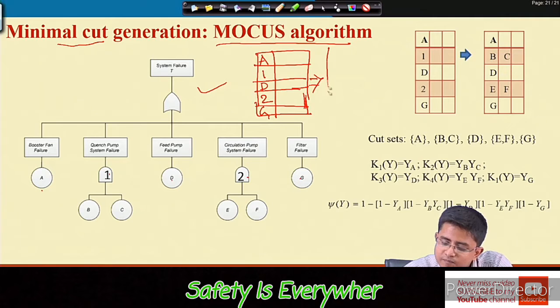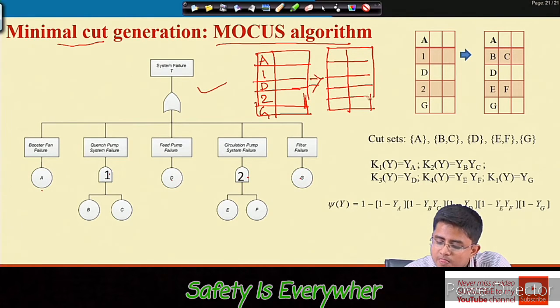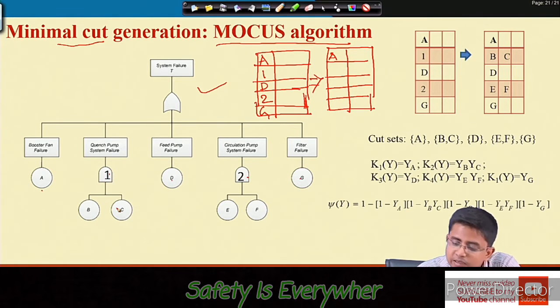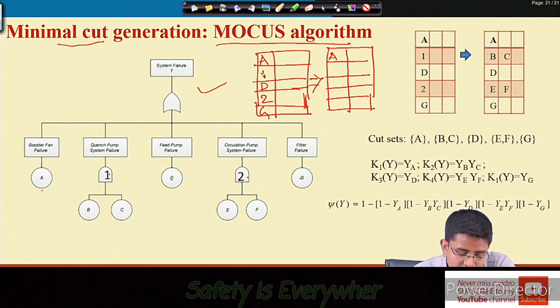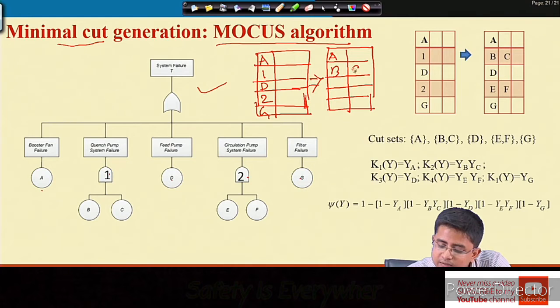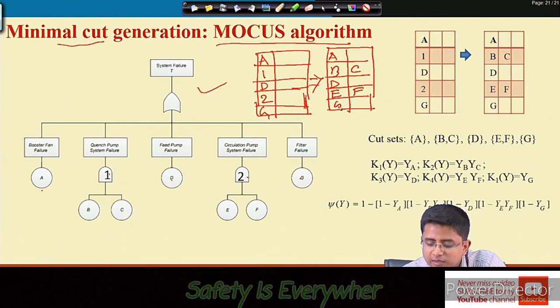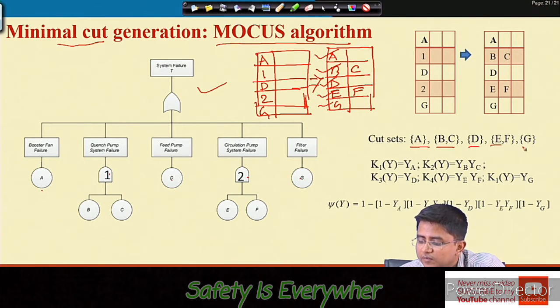Now, from this we can get another matrix where A will be alone, then 1 is the AND gate, and the inputs are B and C, and we know for minimal cut generation using MOCUS algorithm, for an AND gate we have to increase the number of columns. So, instead of 1 we will write B and C. Then again for 2, instead of 2 we will write E and F, then G. So, ultimately my cut sets are A, then B C, D, E F, and G.